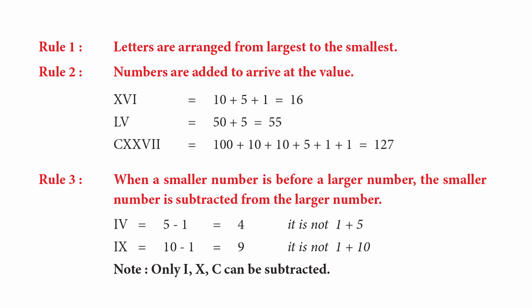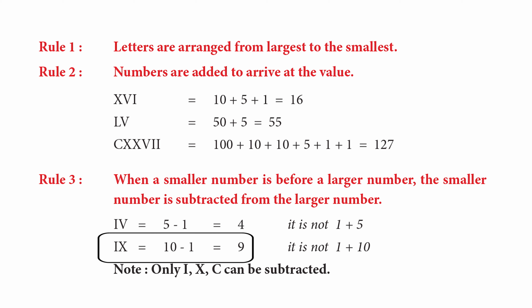The third rule, when a small number is before a large number, the smaller number is subtracted from the larger number. For example, it is given in your textbook itself. Let us look at it. Roman letter I and Roman letter V. As you can see, Roman letter I is smaller than Roman letter V. So you subtract the Roman letter I from V. So the answer is 4. Then look at the next example, Roman letter I and Roman letter X. So again we subtract 1 from the 10.